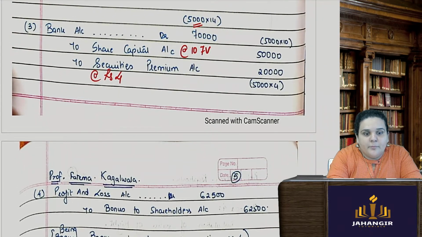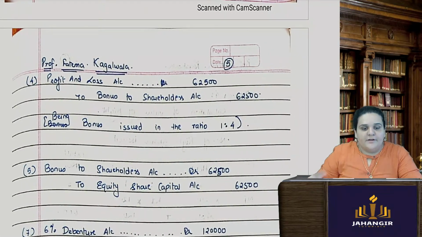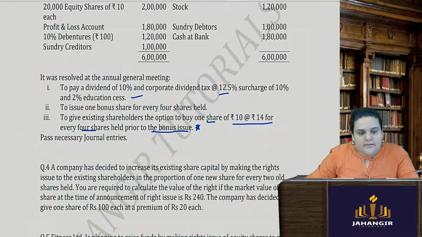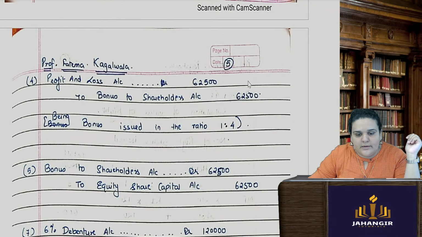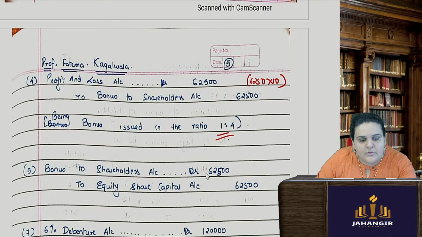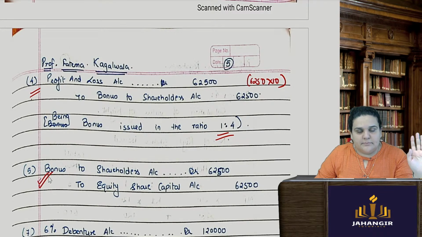And then now I will do my bonus. Bonus will be what? Profit and loss account is the only reserve I have, that's it, 1,80,000. And how many bonus shares I have to issue? 6250 into 10. I'm going to use that from my profit and loss account. Okay, bonus to equity shareholders to equity share capital. Okay, that's it with the sum.